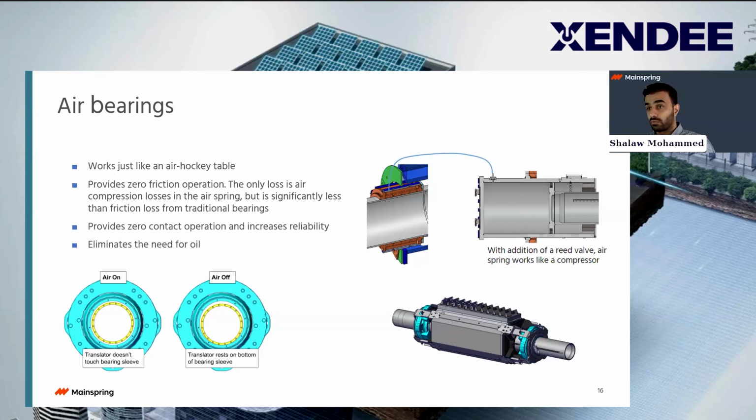If you look at the lower left picture, you see that when the air is on, the translator is elevated in the middle, perfectly, with air surrounding it. And when the air is off, it's sitting. When the system is operational, we're pushing compressed air through that system, so those translators are moving back and forth on a cushion of air. Nothing is hitting each other. We're technically enabling zero contact operation, which increases reliability. And at the same time, we don't have any oil in the system, so that reduces the maintenance cost.